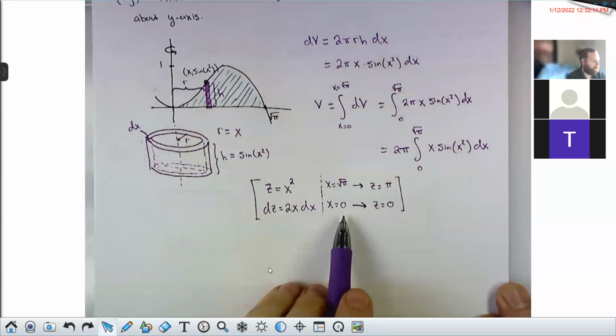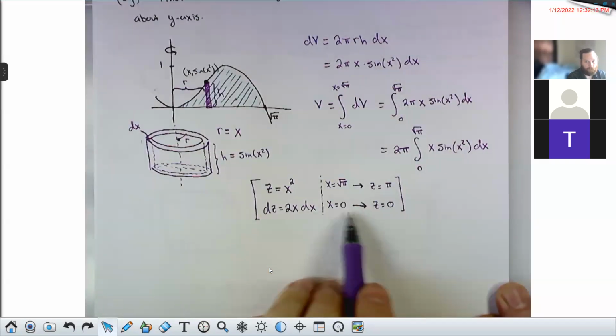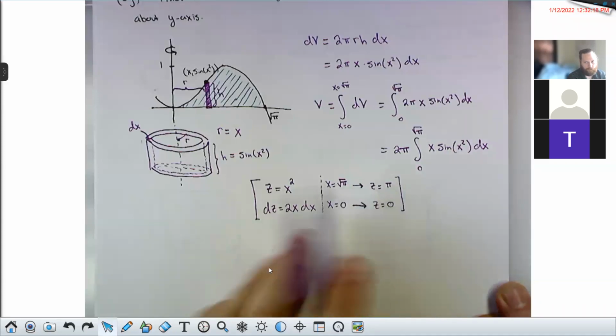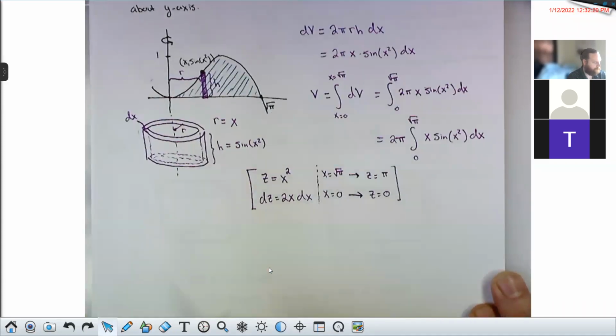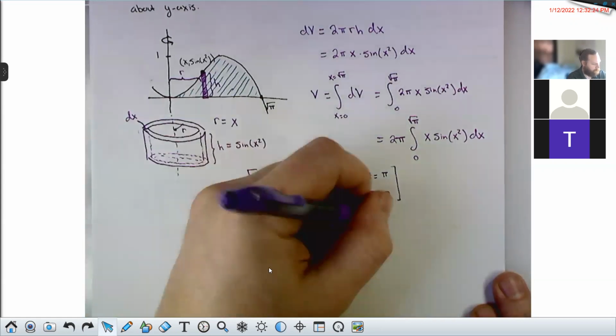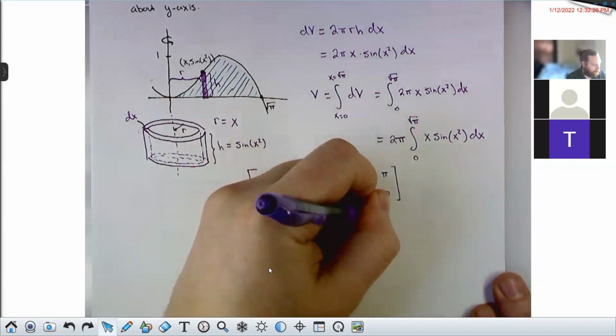So my old lower bound is my new lower bound. Those don't change. My old upper bound is root pi. My new upper bound is pi itself. The other thing here, before I implement this substitution, I'm going to rewrite it like this.